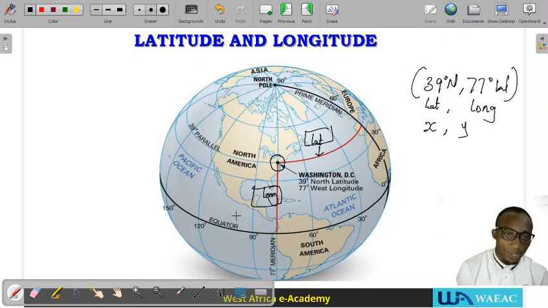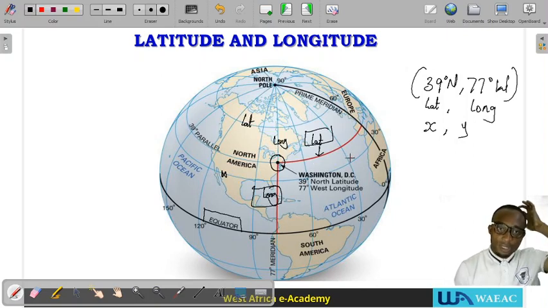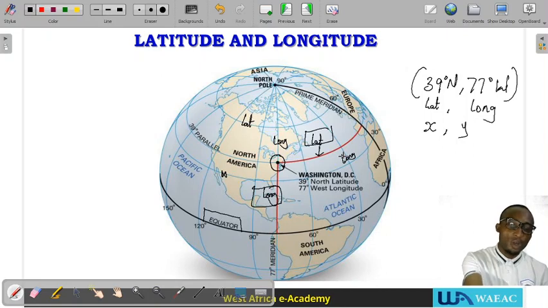Look at the equator here. You can see this is an example of what? This is latitude. This line too is latitude. But all these are longitude. You can see they are longitude. This is another longitude. So where it intersects with a latitude, we have a location.